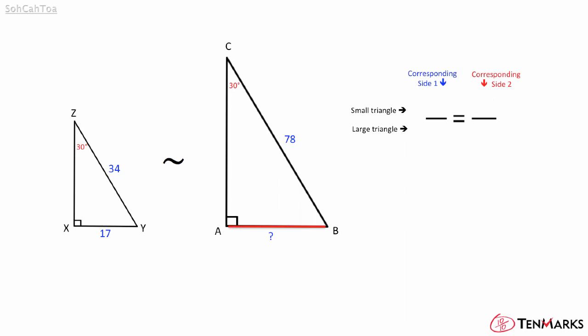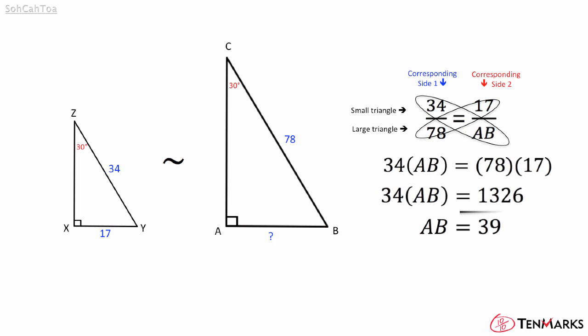Set the proportions up so that you line up corresponding sides and triangle size. So 34 over 78 equals 17 over the missing length AB. To solve, cross-multiply, simplify, and solve to get AB is equal to 39.